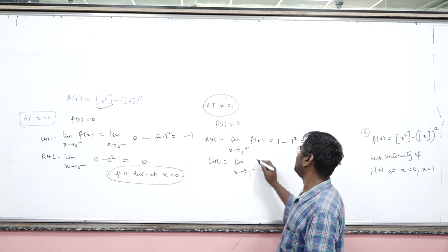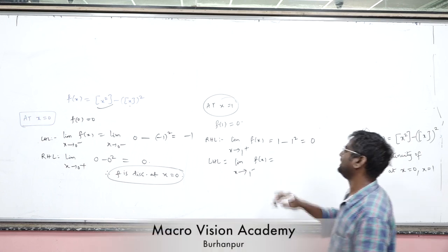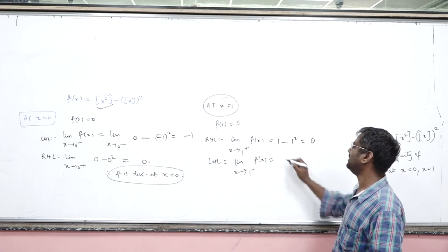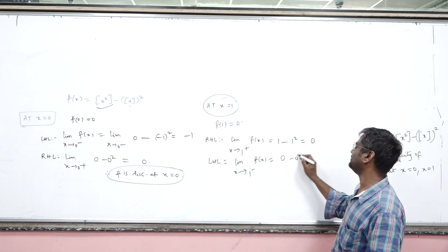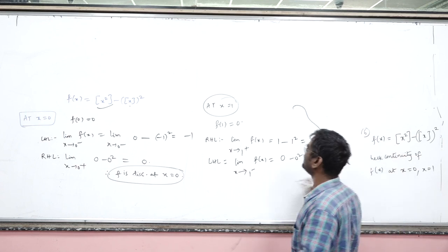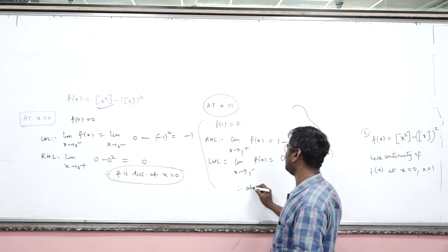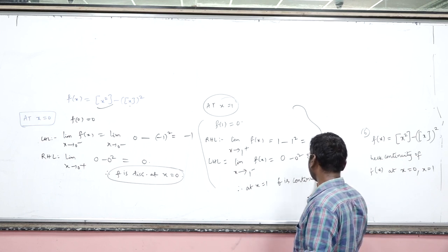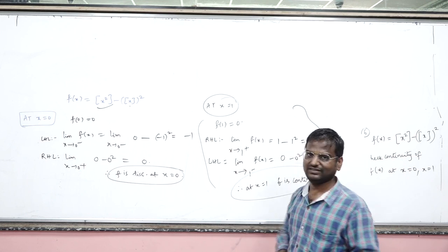Limit x tends to 1 minus f of x. x is slightly less than 1. So 0.9, its square will be 0.8 something, so that is 0, and step x is also 0. So this is also 0. Interestingly, at x equal to 1, f is continuous. Not only right continuous but also left continuous.